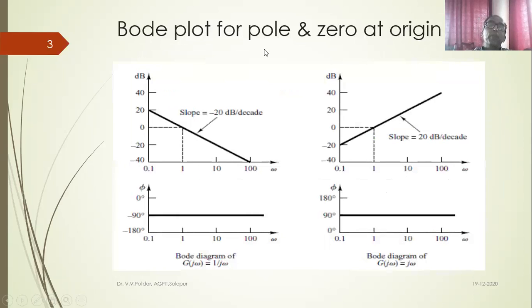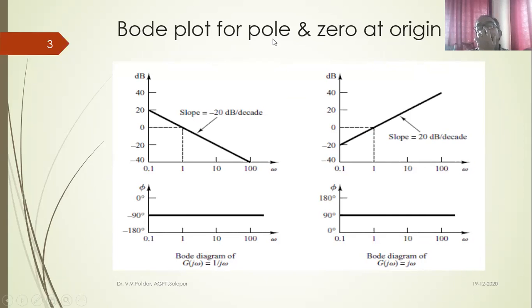Similarly, Bode plot for poles and zeros at the origin. If you just remember, an s term in the denominator corresponds to a pole at the origin, and an s term in the numerator of the transfer function is called a zero at the origin. So what do we mean by zero and pole at the origin? Zero at the origin: if I put s equal to 0 in that factor, the entire ratio becomes 0.